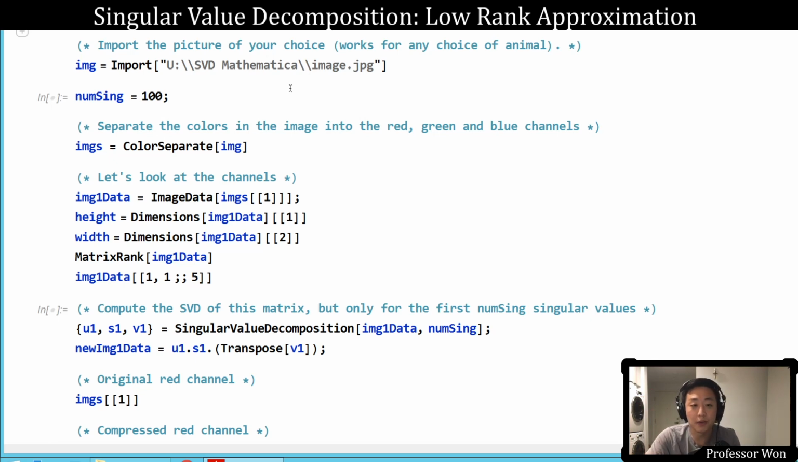Okay, so what are we going to do? We're going to take an image and look at a low rank approximation to the image using singular value decomposition. Well, how do you think of an image as a matrix? It's very simple. Let's say you have an 800 by 1200 image, so 800 rows of pixels and 1200 columns of pixels. What you could do is form an 800 by 1200 matrix, and each entry of your matrix will represent one pixel.